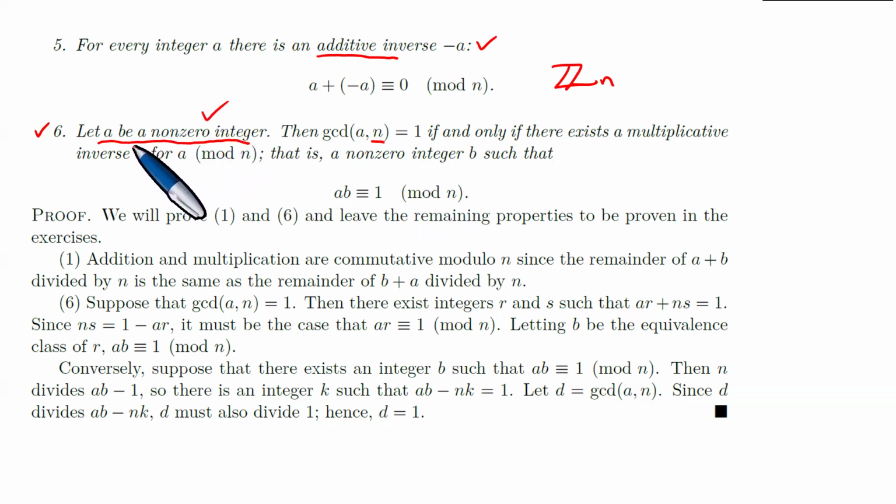You just take a to be a non-zero integer. It can be anything, like 1 billion, 2, 3, 4, a random number. Then the greatest common divisor between this random integer and n is 1. When is it 1? It is 1 if and only if there exists a multiplicative inverse b for a modulo n. That is, a non-zero integer b such that this is the case.